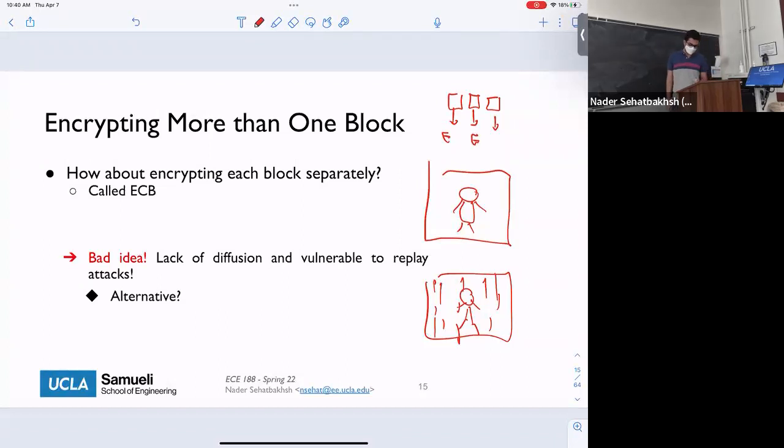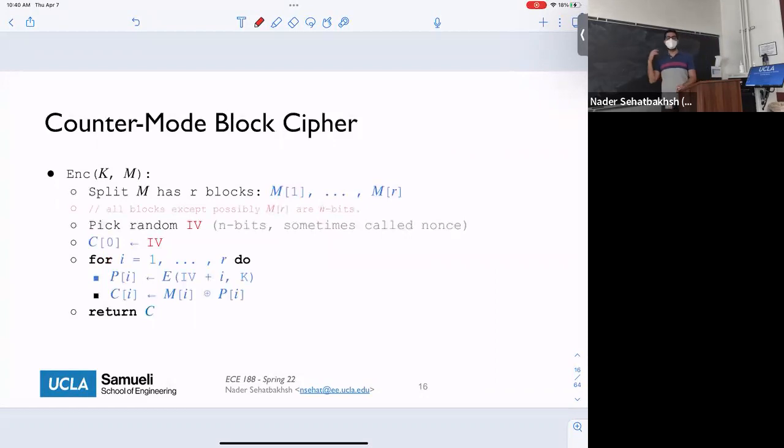What should we do? There are actually multiple solutions for it. I'm going to describe just one of them to you. There are two main ones that are used a lot. One is called counter mode, or CTR mode, which is the one whose algorithm I'm describing here. Another one is called cipher block chaining, which is called CBC.